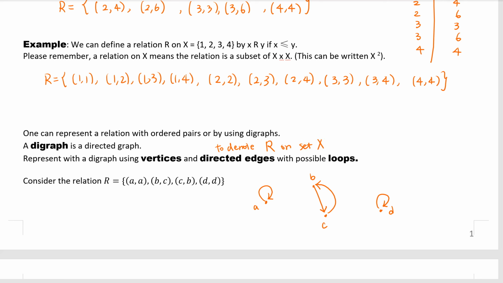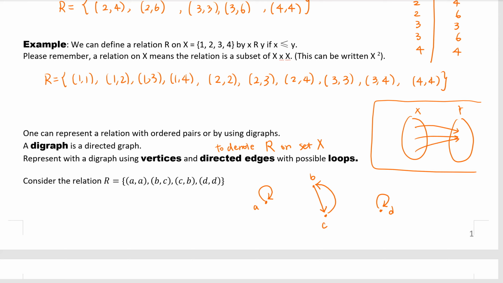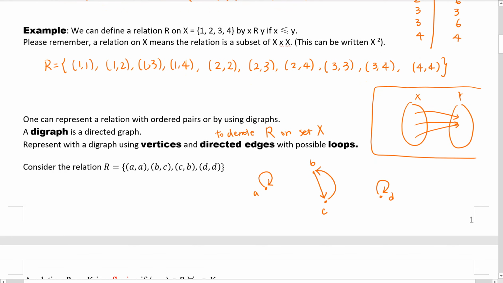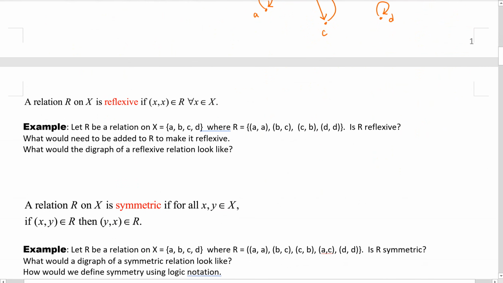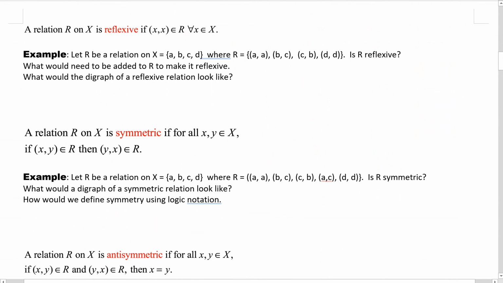If we have X and Y, usually people will draw X and Y, and then put arrows here and there. But when we have a relation on a set X, then we can use a digraph to denote the relation. Let's continue.